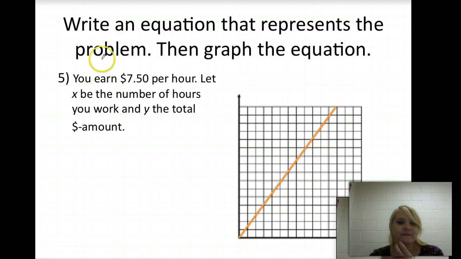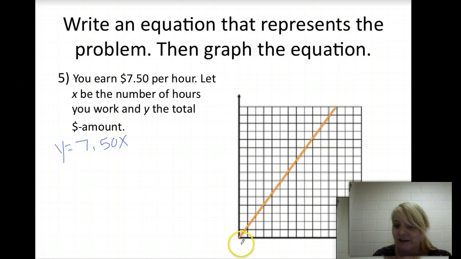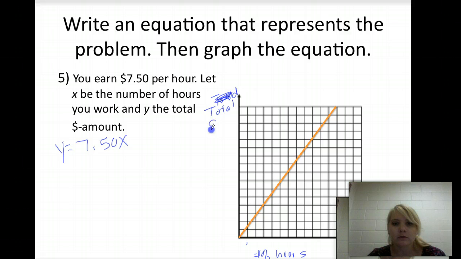all right, we're going to take a look at 5. We earn $7.50 per hour. So let X be the number of hours you work and Y be the total dollar amount. So we're going to have y equals 7.50x. And this equation, we'll have the number of hours as our x-axis. And our y-axis is going to be the total dollar amount. And for this one, my x-axis, I'm going to count by hours.